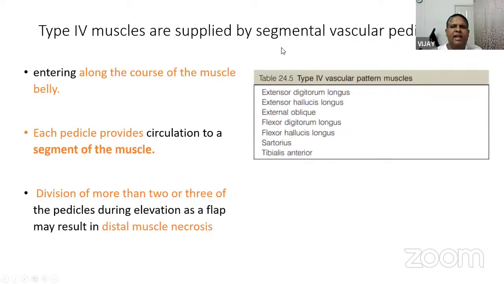In type 4 muscles, secondary segmental vascular pedicles are present. They enter along the course of the belly. Each pedicle provides circulation to a particular segment of muscle. Here, the important thing is when you divide two or more of the segmental pedicles, distal necrosis of the flap is more common. In type 4, you can see the sartorius is an important muscle which is used as a flap, and flexor hallucis longus also is an important muscle which is a type 4 muscle.